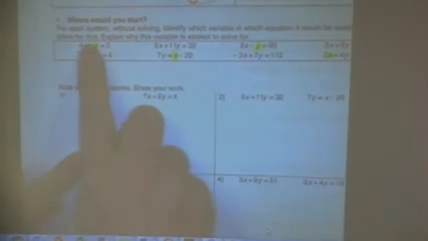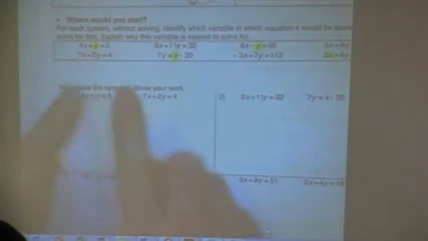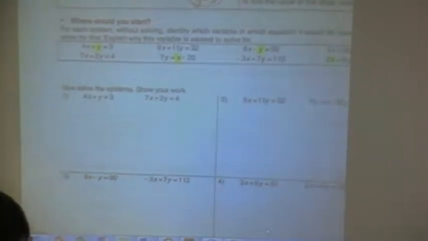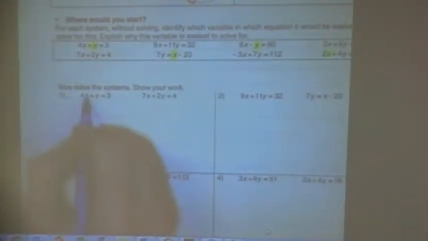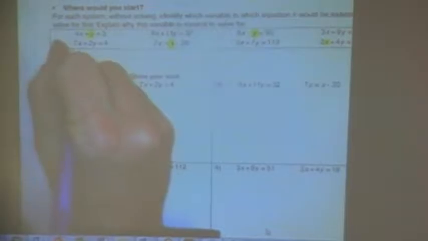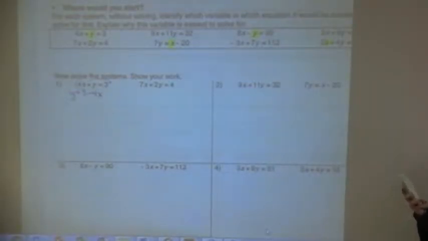So this first, number 1, is this first system. So we said we're going to solve the first equation for y. So here it is. They've split them up, put them next to each other. Because that's how you do it. It makes it easier. I'm going to take this first equation and solve it for y. So I'm just going to move the 4x to the other side, and I get y equals 3 minus 4x. Okay, so that's your first step.